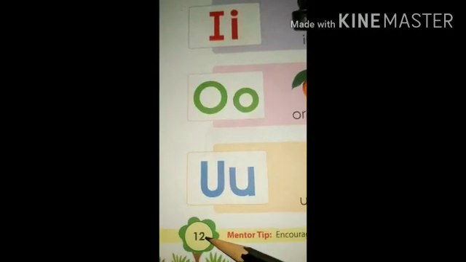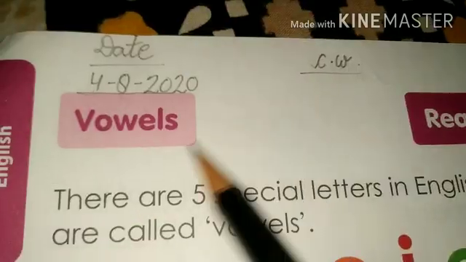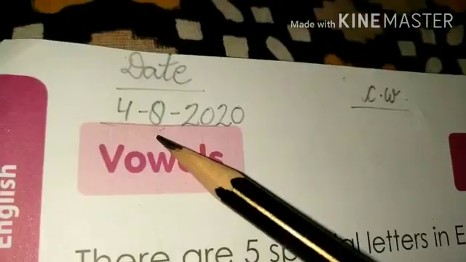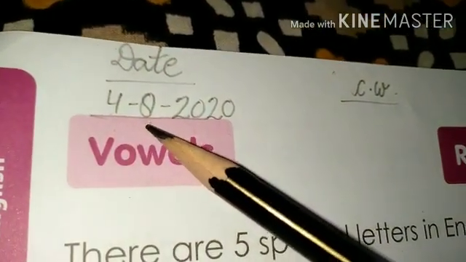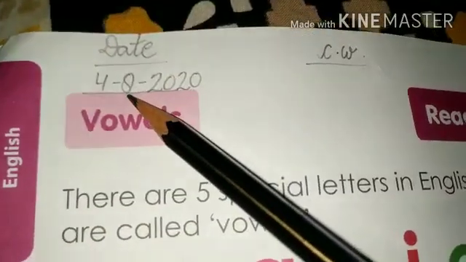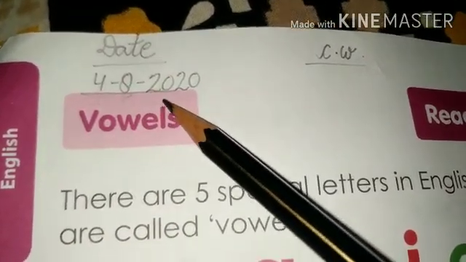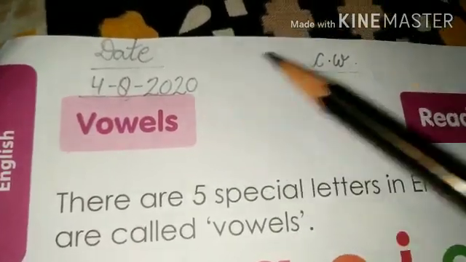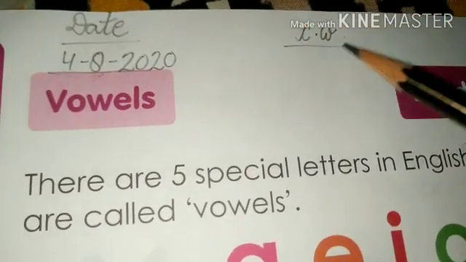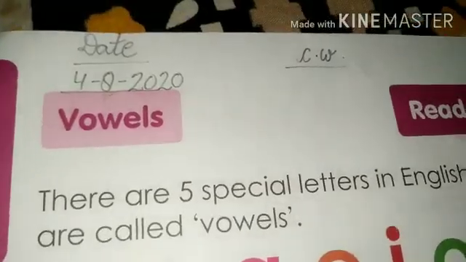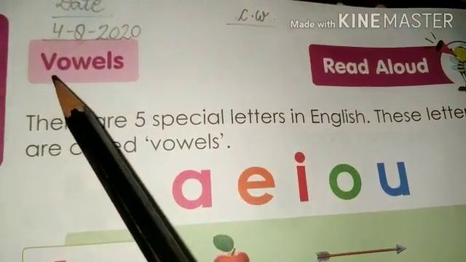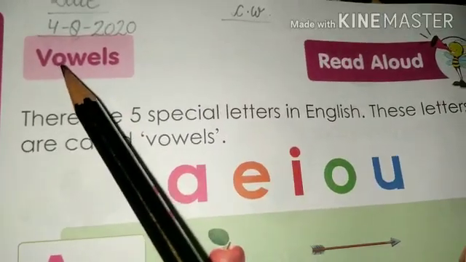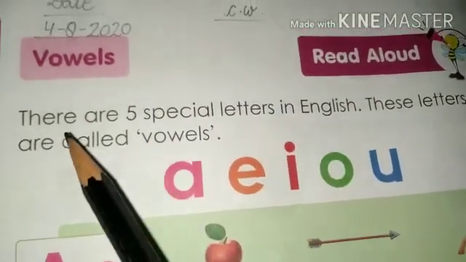Open your page number 12 in book 1. Now here you write down the date 4/8 because your month of August has started. So here you write 8 2020. 4/8/2020. And here you write down the classwork. And here is the topic: vowels. Let's start reading.